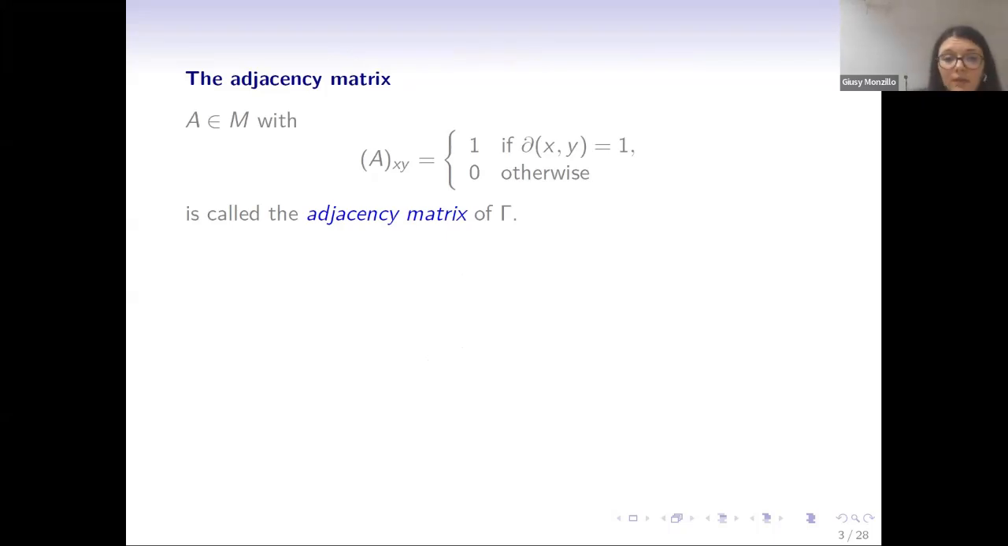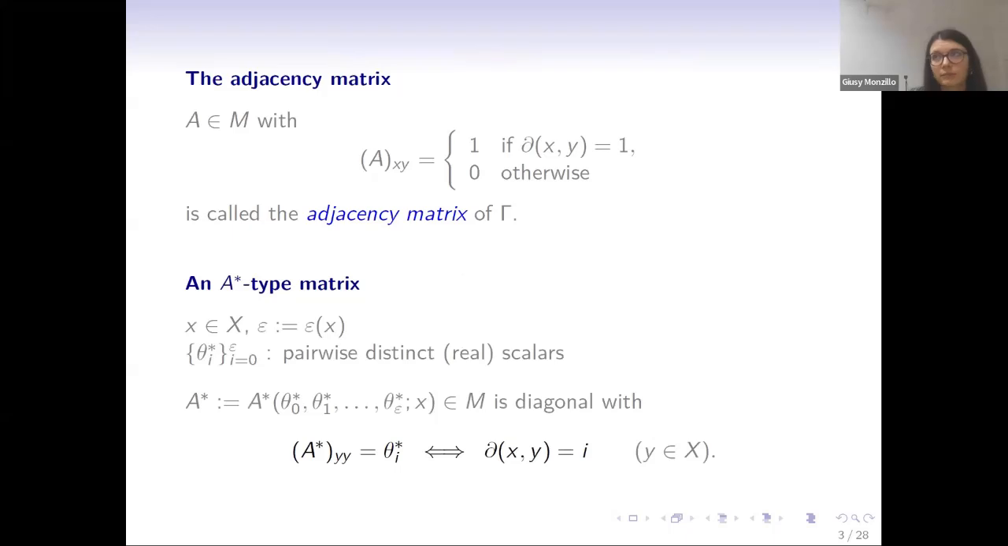Okay, and now we recall something that maybe is not so familiar to everybody, because it is something that we defined in this new project. So we need to fix a vertex x and consider the corresponding eccentricity, epsilon. Consider also some pairwise distinct scalars from the real field, which we denote by theta_i star, and we have epsilon plus one of them.